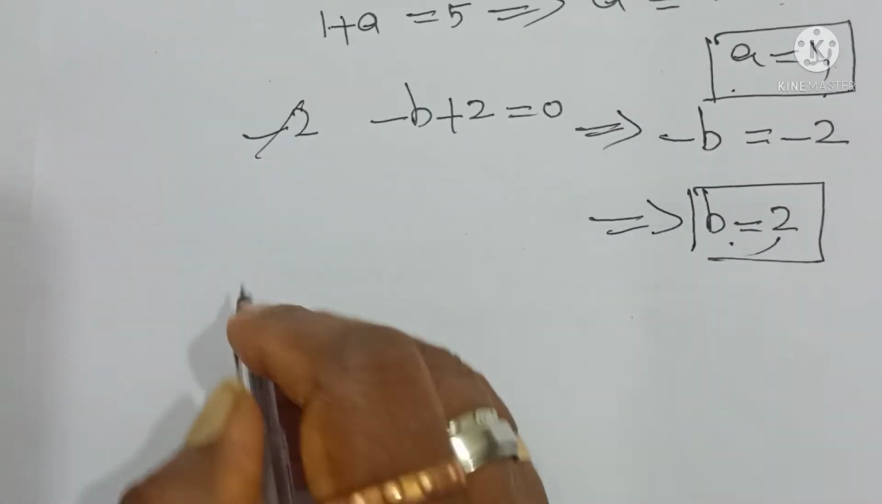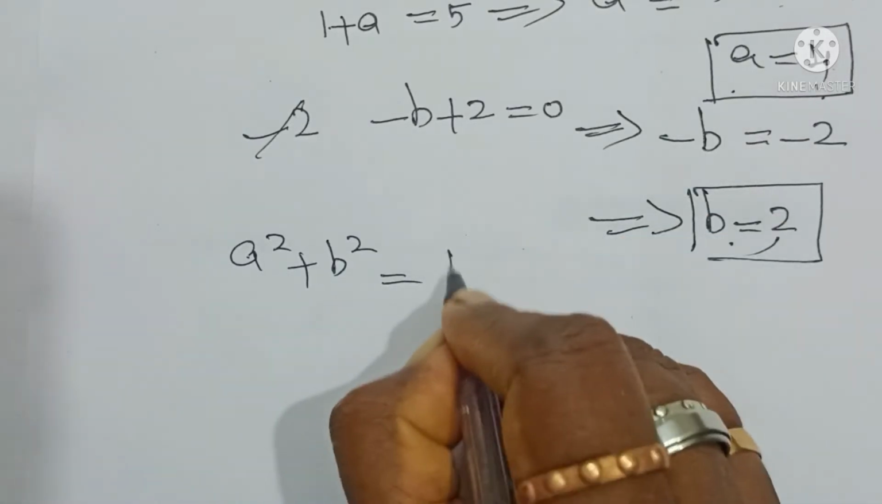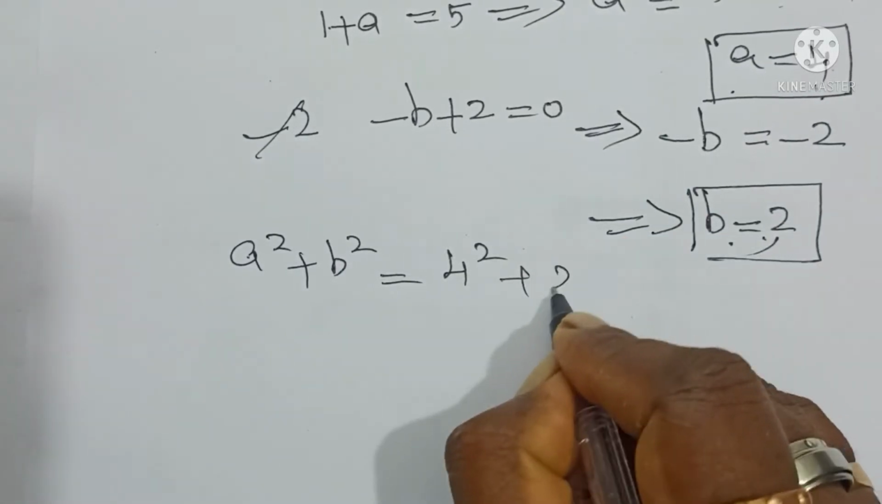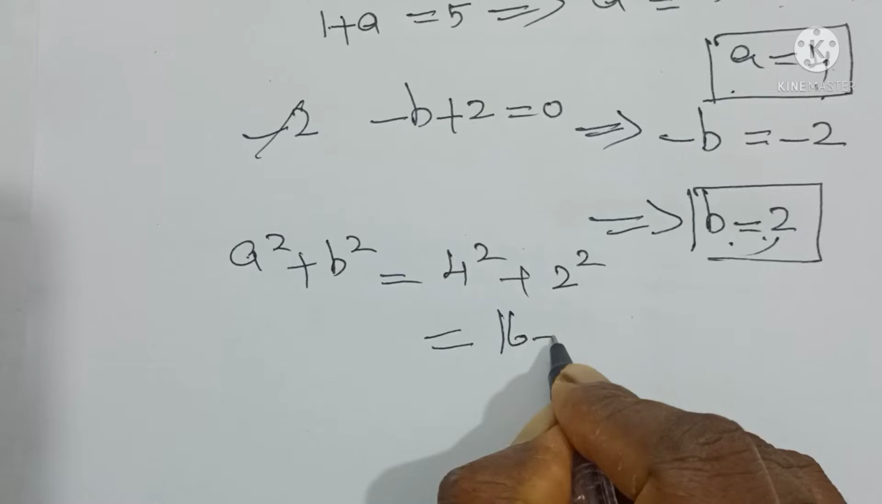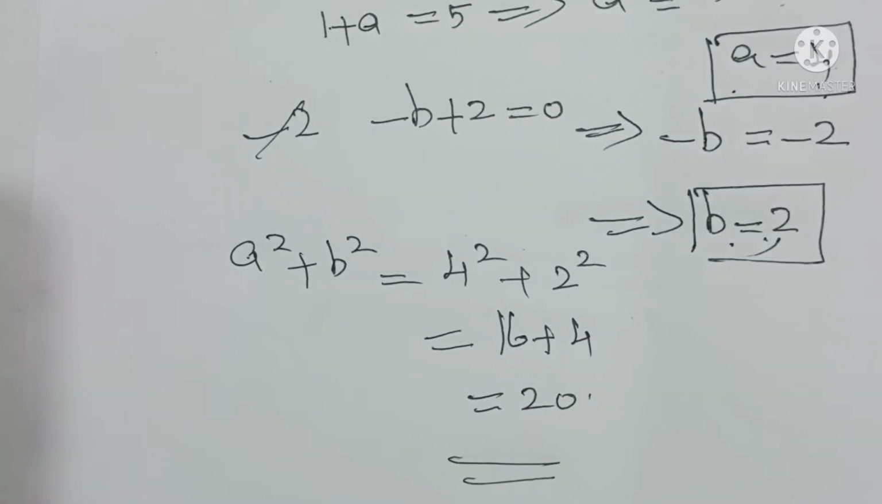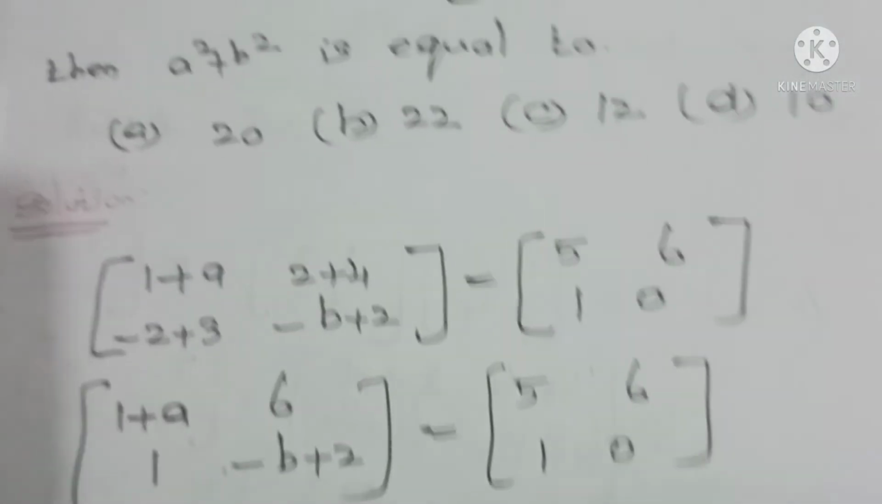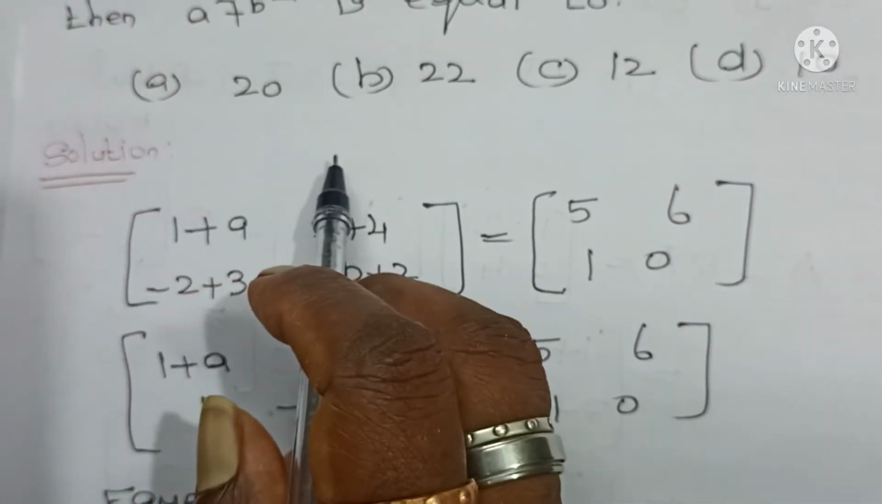But we have to find a square plus b square, which is equal to 4 square plus 2 square, which is equal to 16 plus 4, which is equal to 20. So what is the value of a square plus b square? 20. So option A is the correct answer.